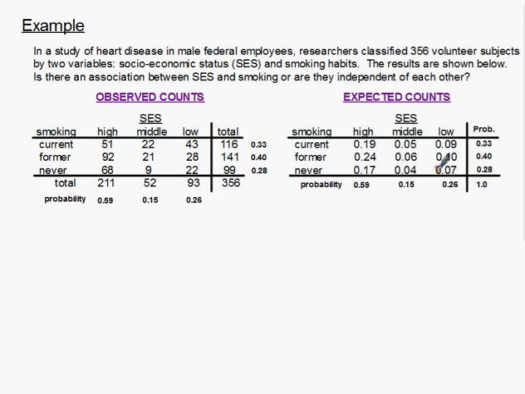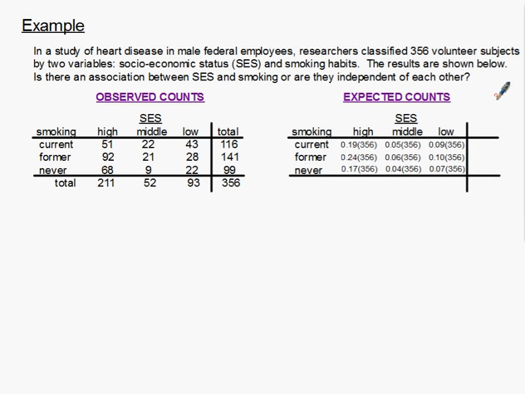These are not counts. They are probabilities. How do we get counts from probabilities? Well, we multiply by 356, our total group size. If we do that, we're no longer talking about probabilities. We're talking about counts, and there they are. Now that we have our counts, we can start the process.